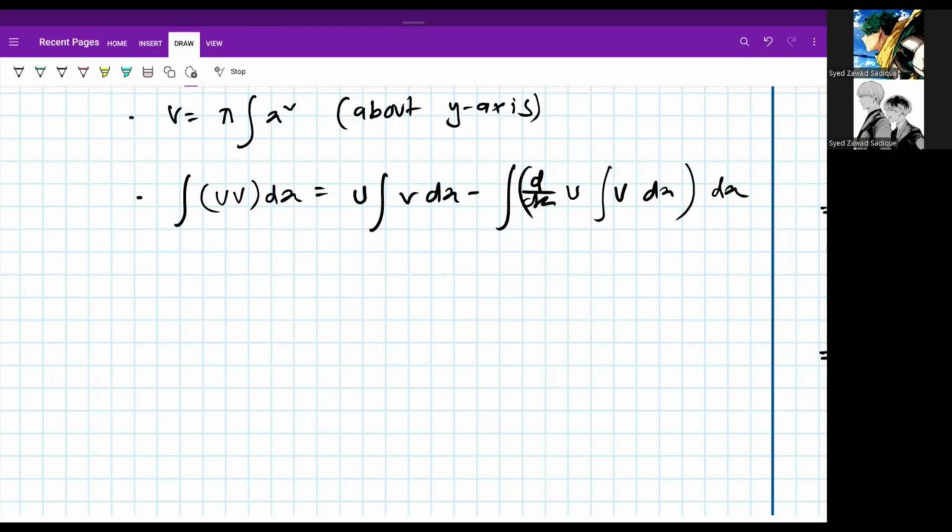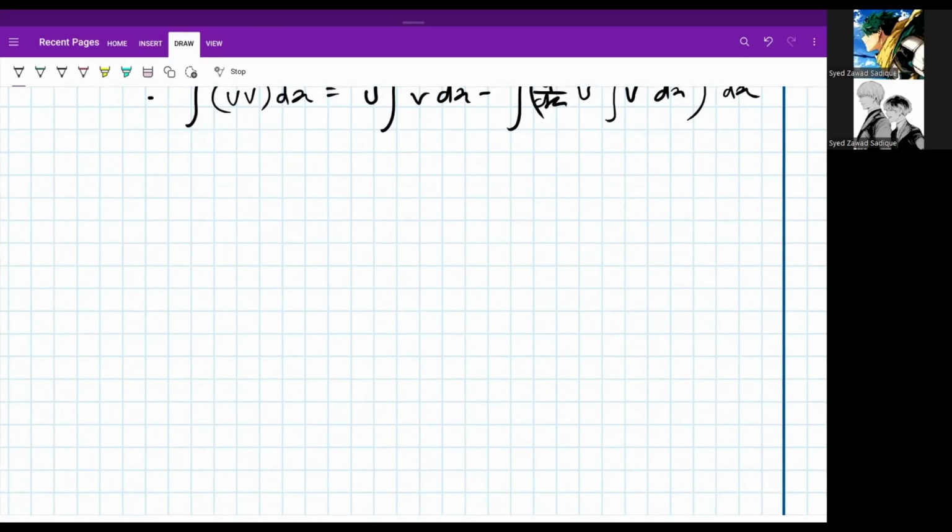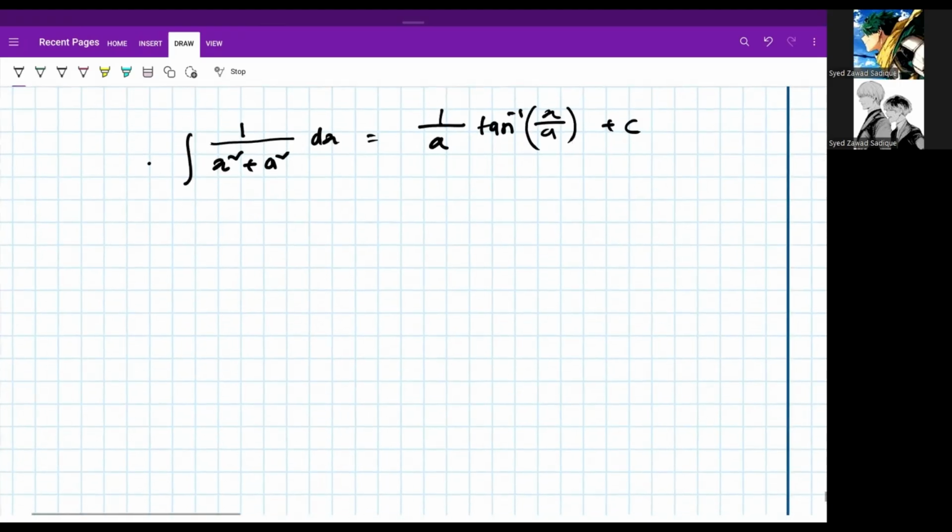So, guys, there are 3 more formulas for integration, which I am going to show you. That is, integration of 1 by x squared plus a squared dx is equals to 1 by a tan inverse x by a plus c. This is one.